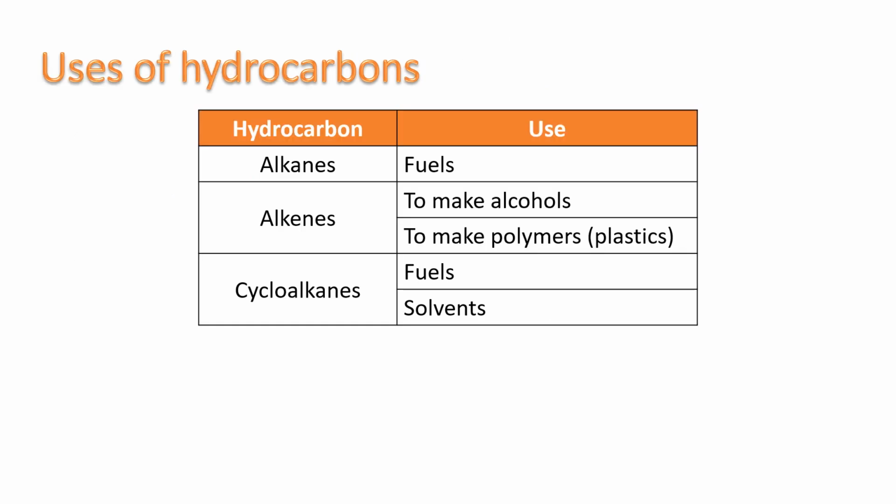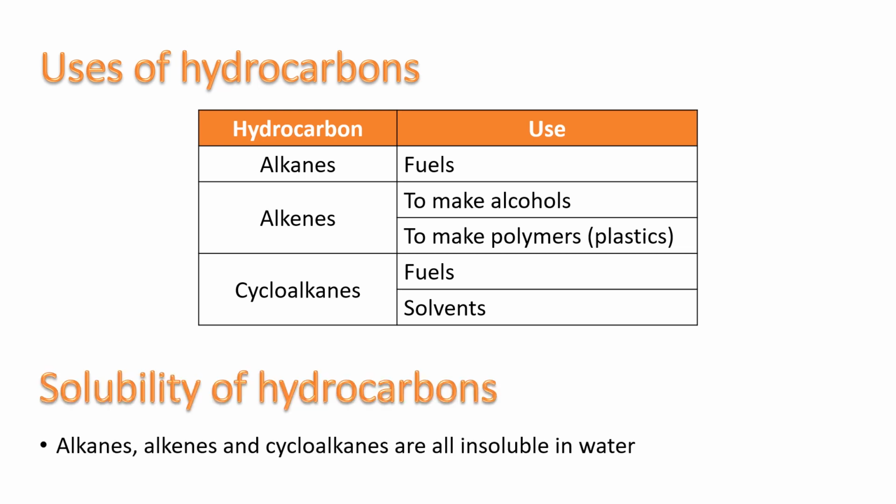So let's start with uses of hydrocarbons. Our alkanes can be used as fuels. Alkenes can be used to make alcohols and polymers, which are plastics. And cycloalkanes can be used as fuels and solvents. Now if we think about the solubility of hydrocarbons, alkanes, alkenes and cycloalkanes are all insoluble in water. Now you can either copy this out or you can print and stick out the handout that I've uploaded into the Microsoft Teams folder.